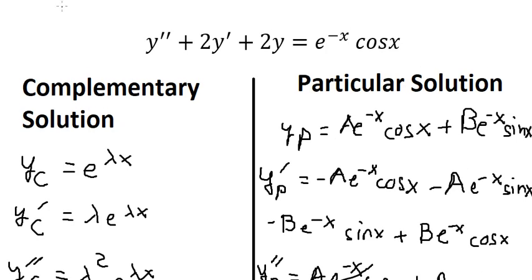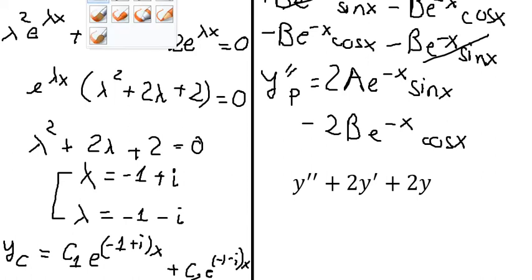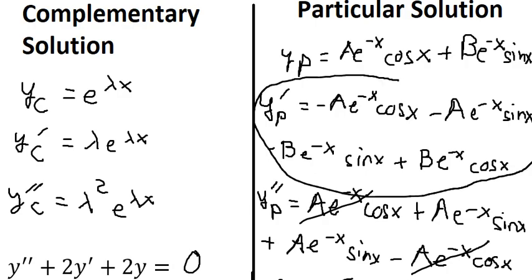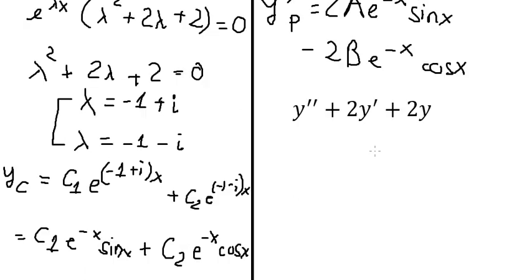And now we go back to this one. So the second derivative we change by this one, the first derivative we change by this one, and the original we change by this one. So we will have like this.